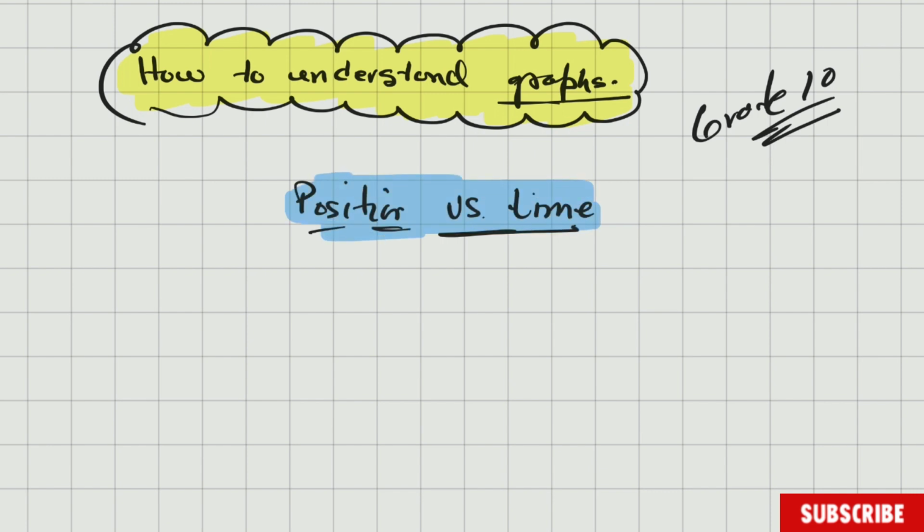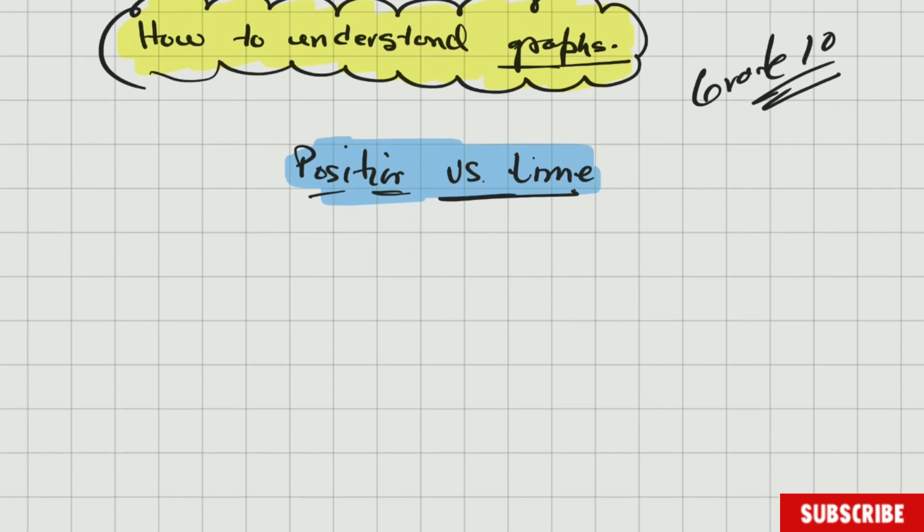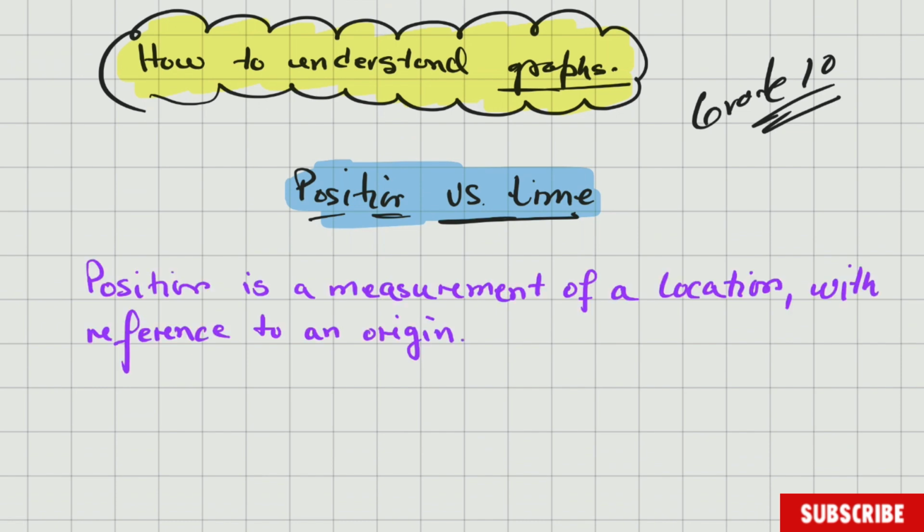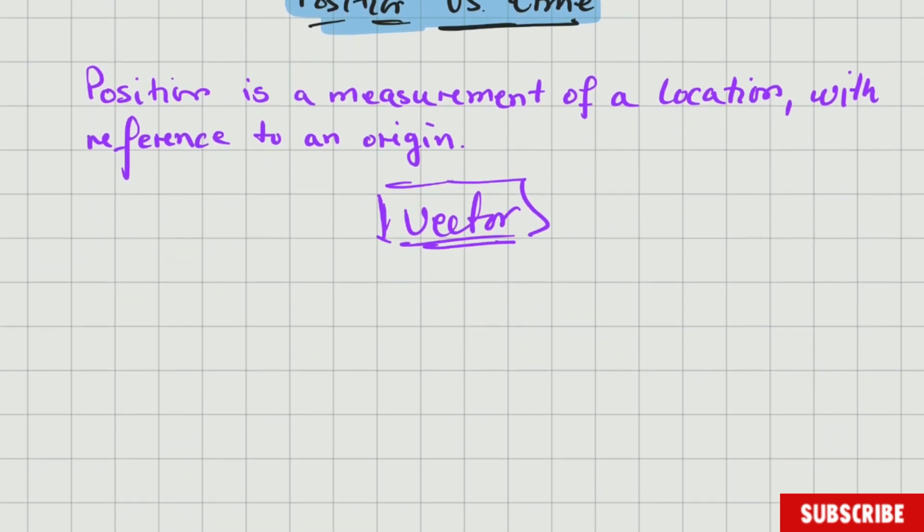But before we are able to do graphs, let's recall, in a previous video we spoke about position. So let's recall what position is. Remember that position is a measurement of a location with reference to an origin. It is a vector quantity, a vector pointing from the point of reference to the location of that specific object. So let's understand that first so we can understand graphs.